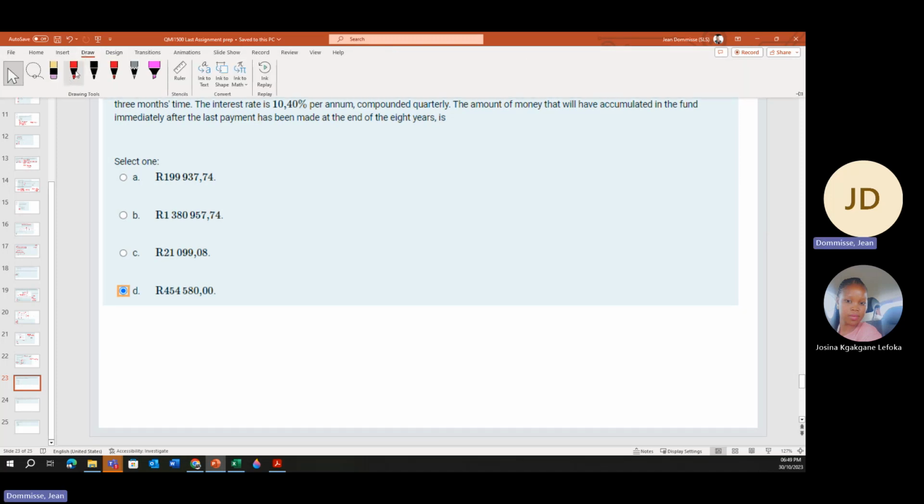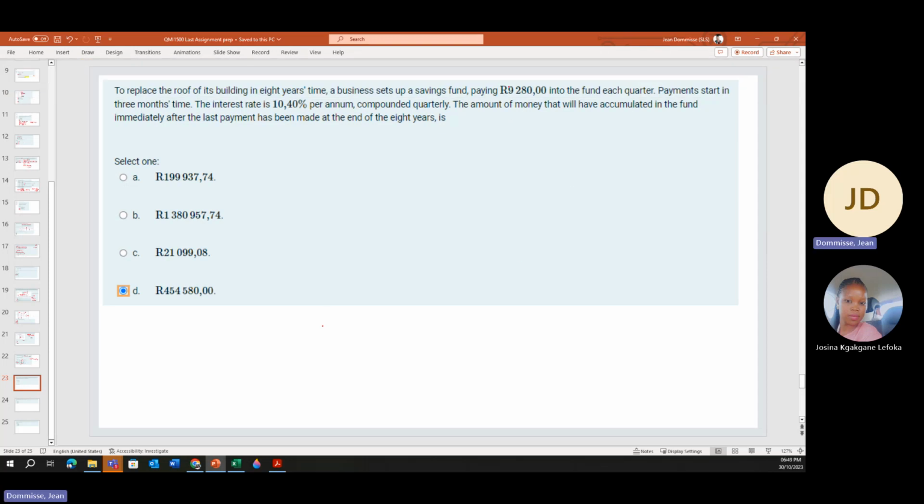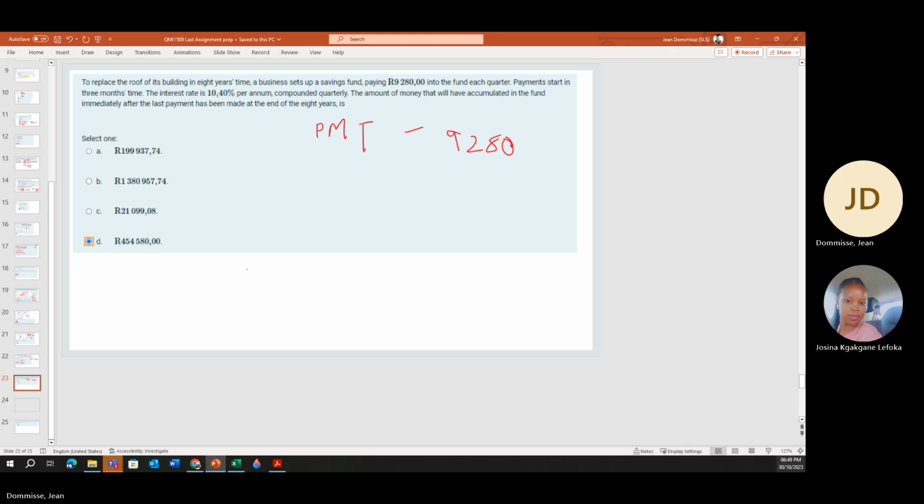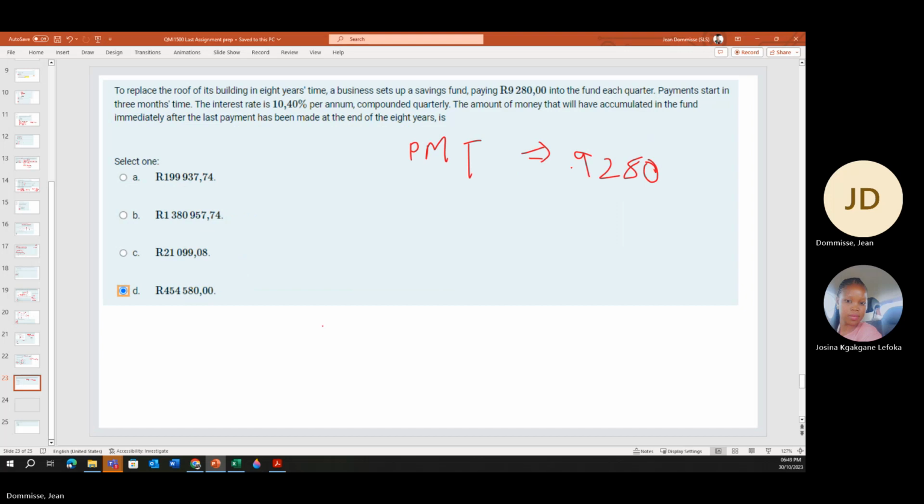Okay, can't remember if we did this, so let's just write down a few things. So PMT will be 9280. Then quarterly means 4 times per year. I think it was 8 years, so that would be 32 periods. 10.4%, sorry, interest. And then what's our future value?